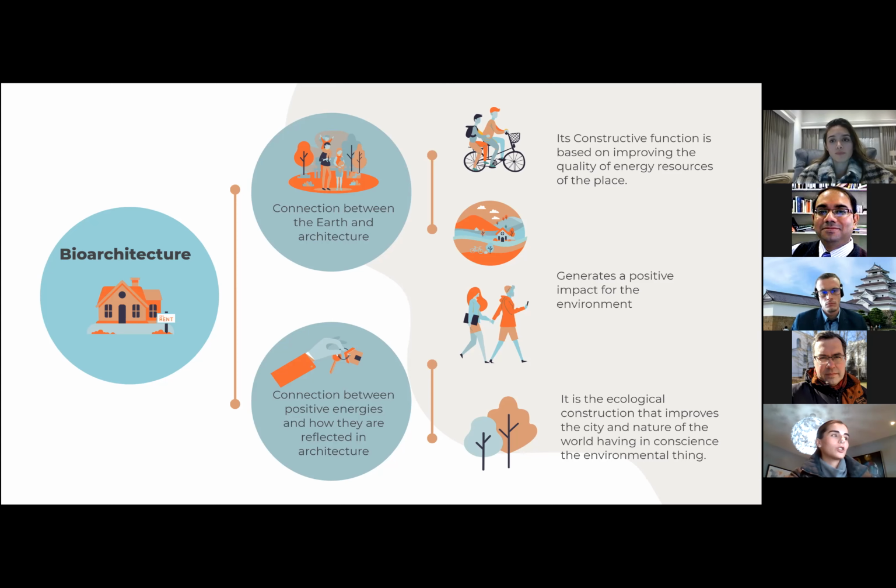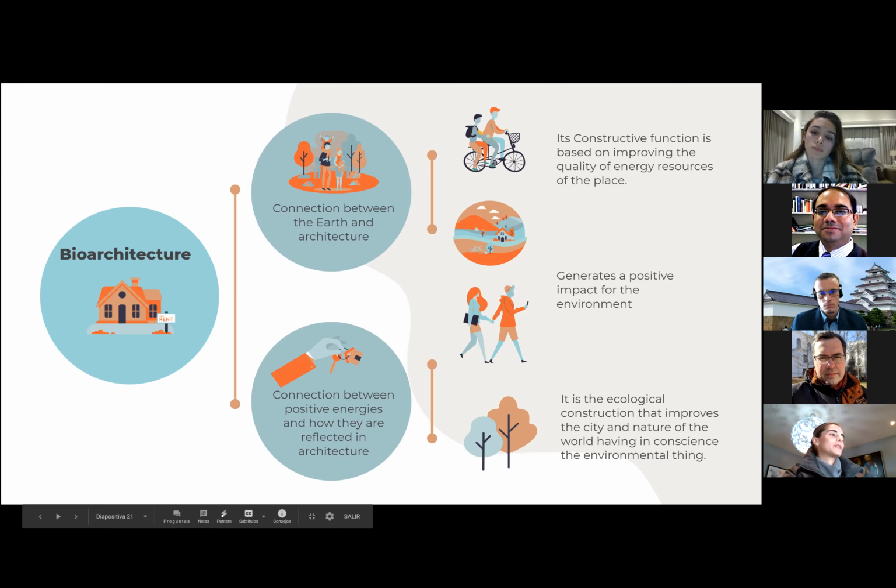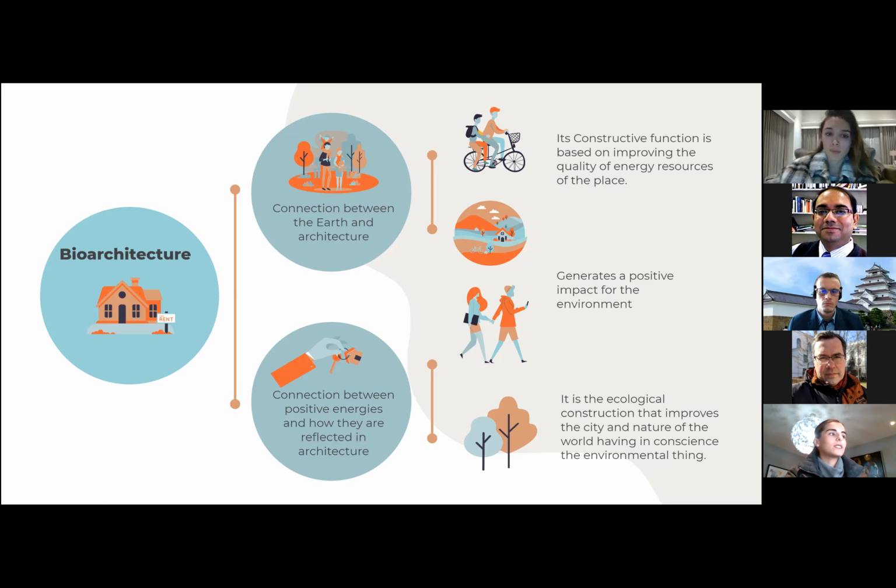In this type of architecture, its constructive function is based on improving the quality of energy resources of the place and generating a positive impact for the environment. It is the ecological construction that improves the city and nature of the world, having environmental awareness. This branch of architecture is born from the bioclimatic architecture that focuses on each plot that harms the well-being of the human, for which it is decided to take actions and implement them to change the situation and cause a different sensation.